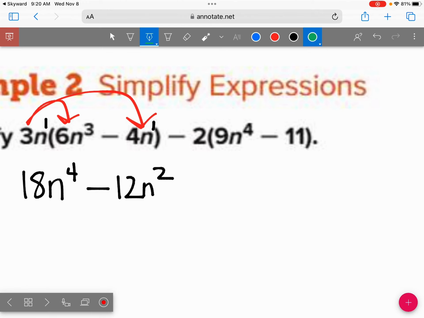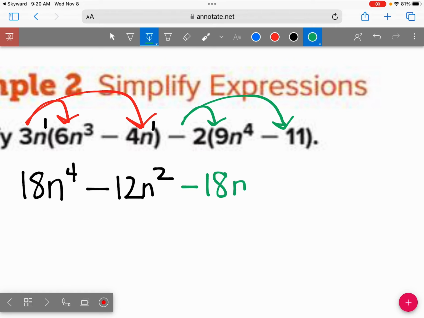So when I distribute my second one, that's a -2. So I'm taking -2 times 9. -2 times 9 is -18. And that would be n to the 4th, because I'm adding, I had that n to the 4th there. And then -2 times -11 is positive 22.